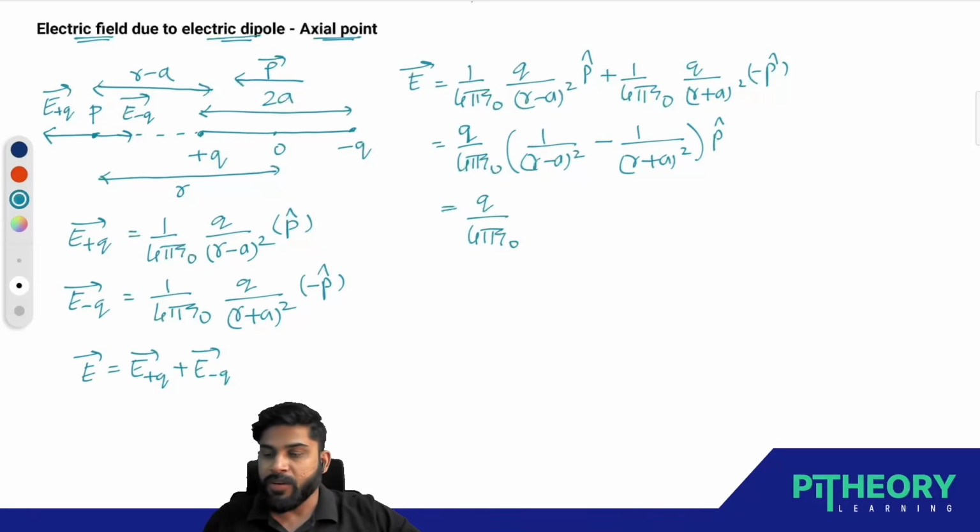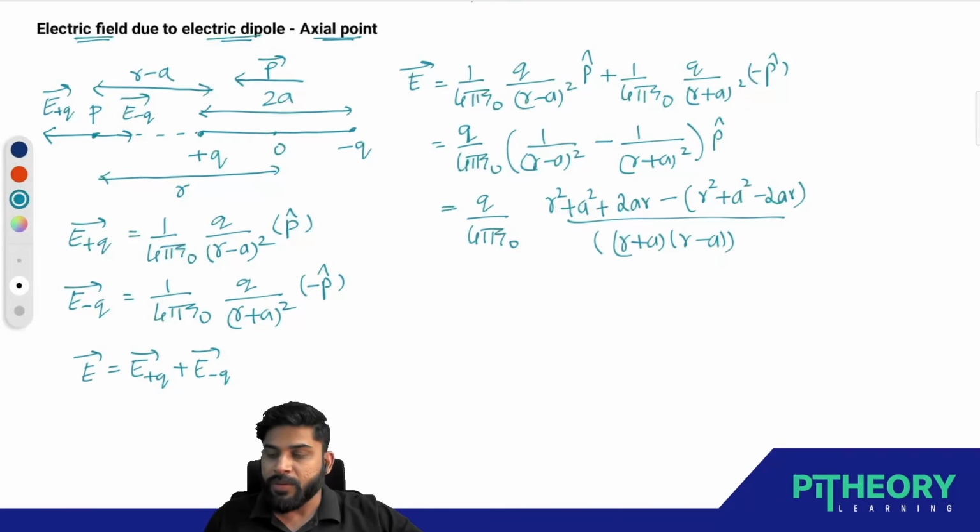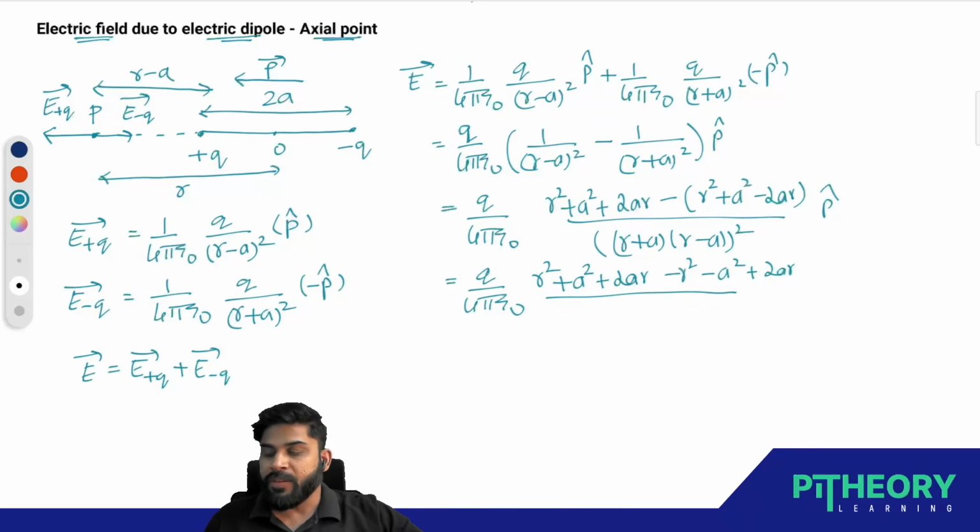Into, cross multiplying, what will happen? R plus A whole square is R square plus A square plus 2AR, minus R square plus A square minus 2AR, divided by R plus A into R minus A the whole square, right? Into P cap. So this will give you Q divided by 4 pi epsilon 0. If you expand this, what will happen? R square plus A square plus 2AR minus R square minus A square plus 2AR, divided by the terms in brackets of the form A plus B into A minus B, so you can expand it to R square minus A square the whole square, correct?